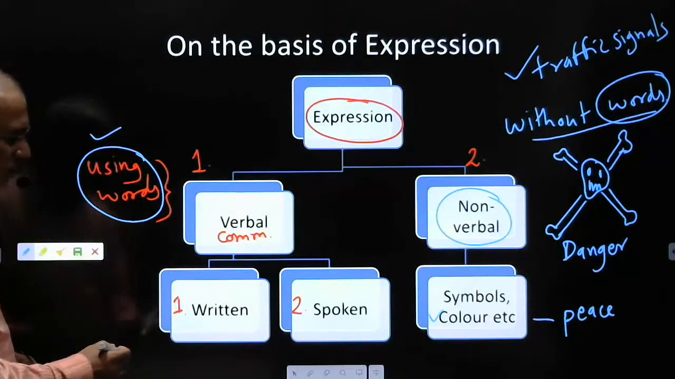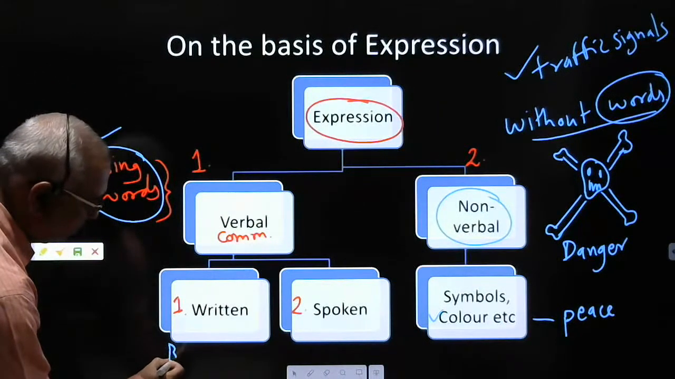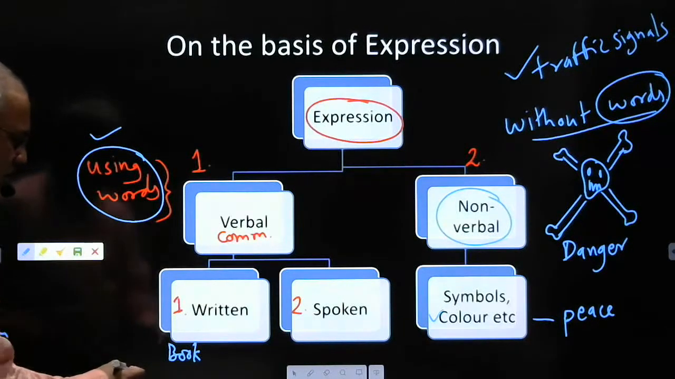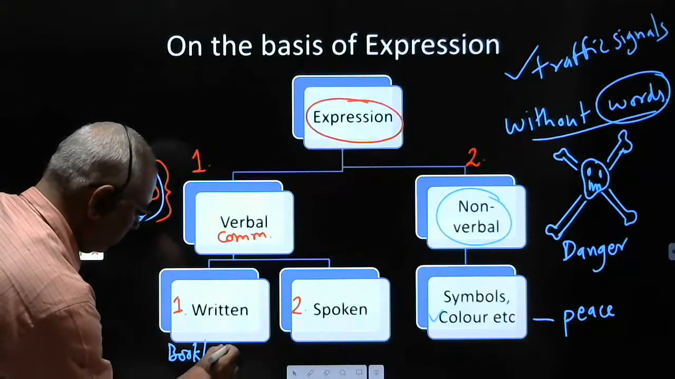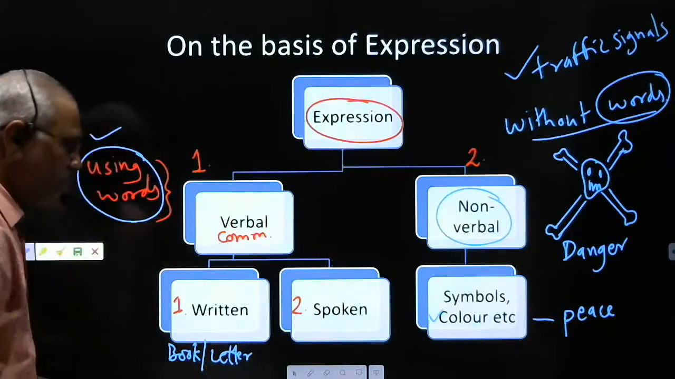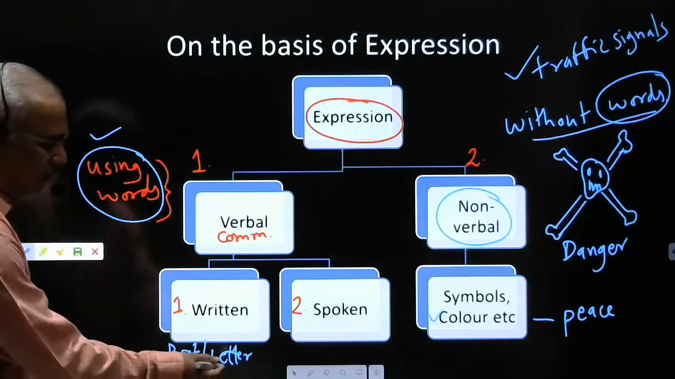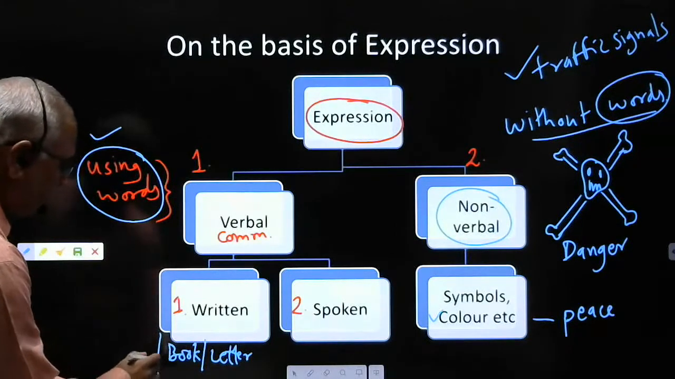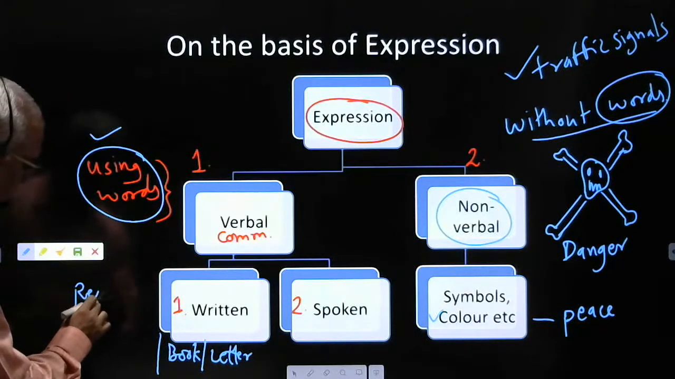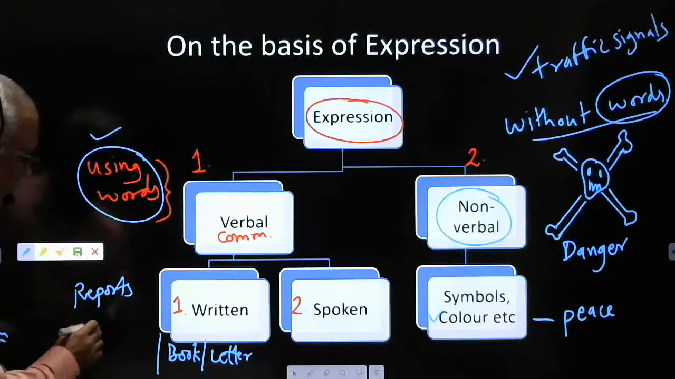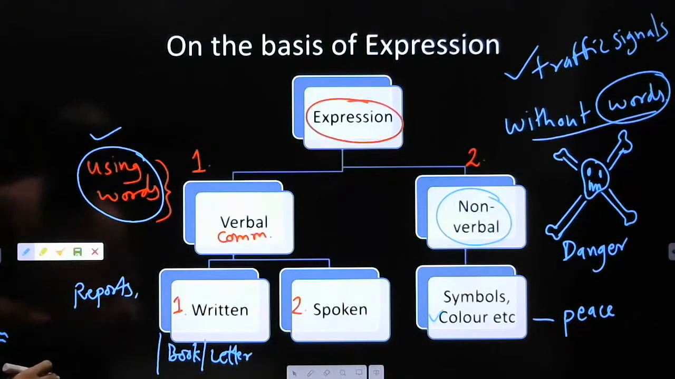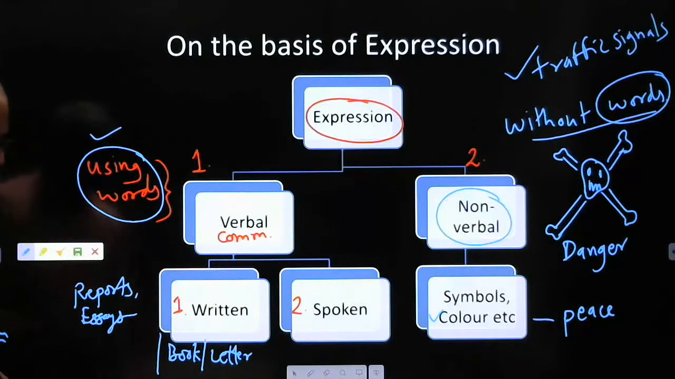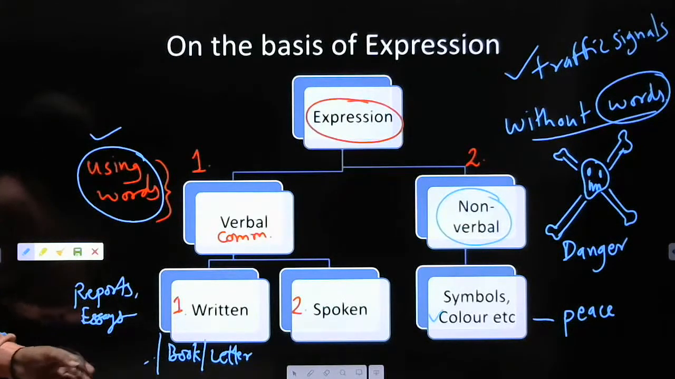So what are the examples of written? Say for example books: any book written by a writer is an example of written communication. Any letter written by any person to anybody. Later they are further divided into formal and informal, but that is not a topic of our lecture. So letters, books, reports, then essays, articles, stories. There are a number of these. So these are the examples of written communication.